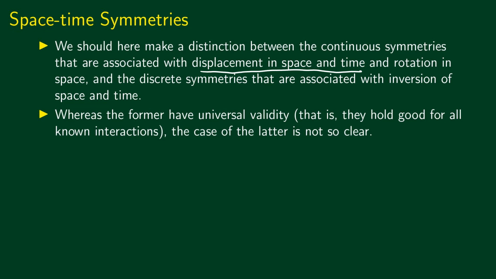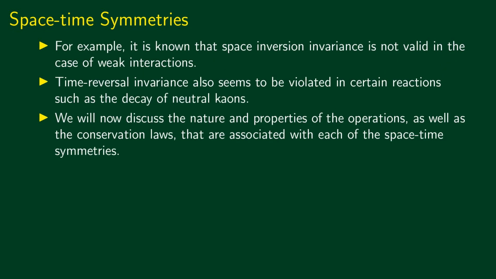The continuous symmetries that we talked about hold good for all these interactions. But the case of discrete symmetries is more complicated. For example, it is now known that space inversion invariance, or symmetry under space inversion, is not valid. It's not a valid symmetry in the case of weak interactions.